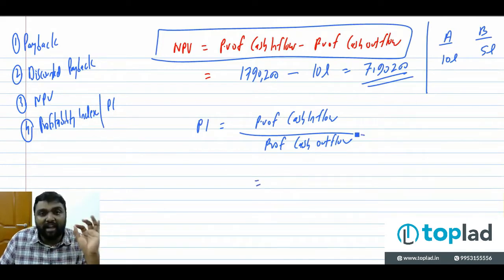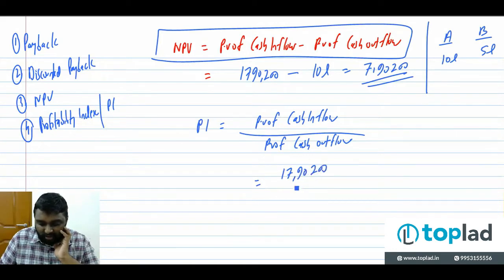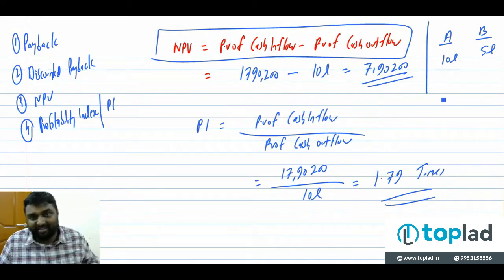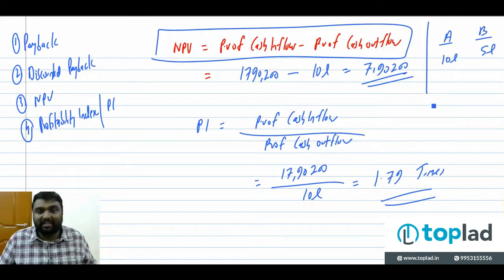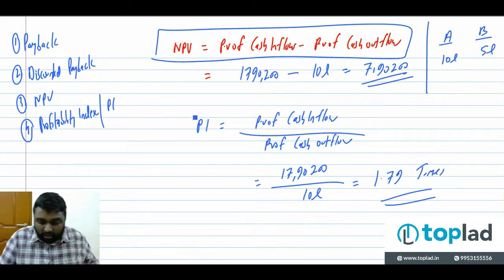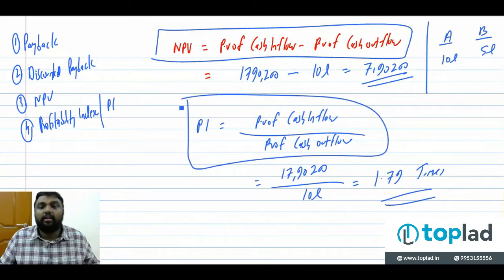What is present value of cash inflow? In this example, 70 lakh 90,200 divided by 10 lakh, that is 1.79 times. The decision criteria under profitability index is what? Greater than 1, accept. Less than 1, reject. So this equation also you can write.